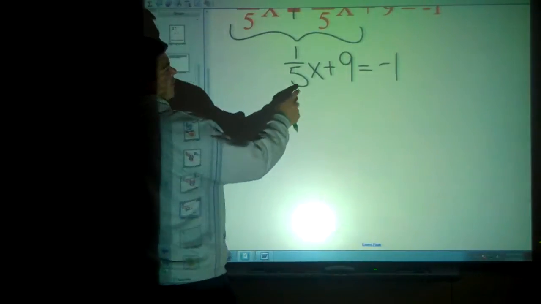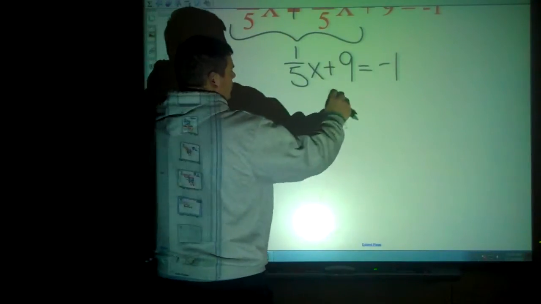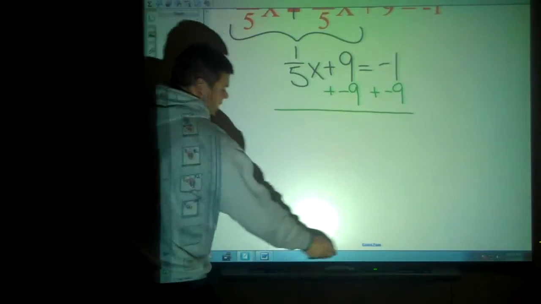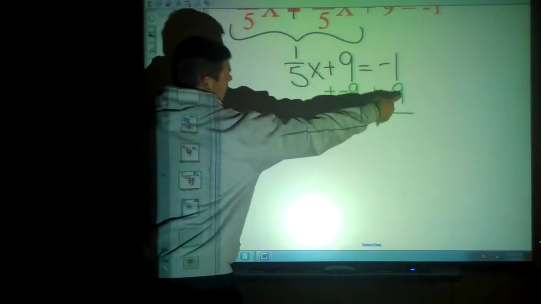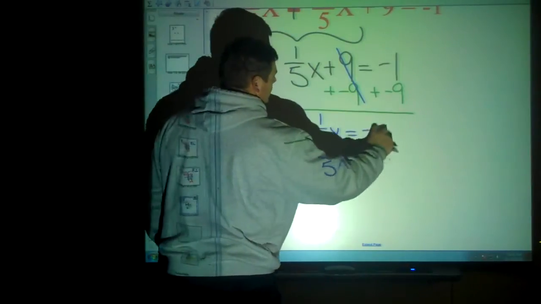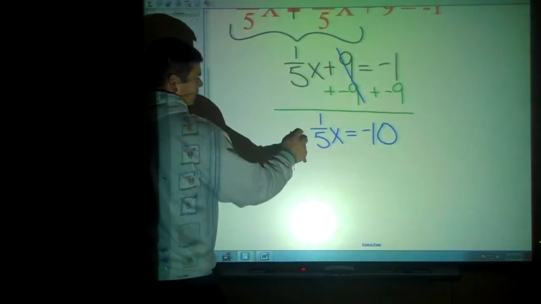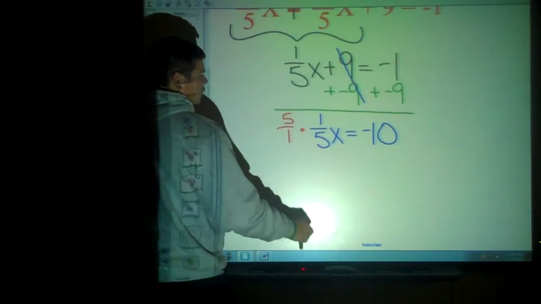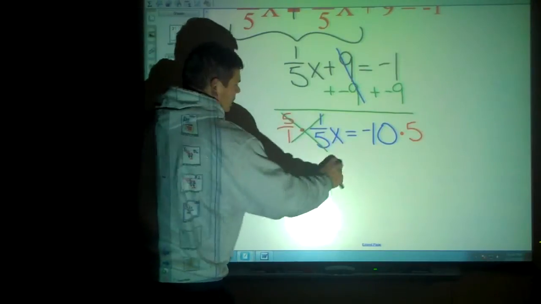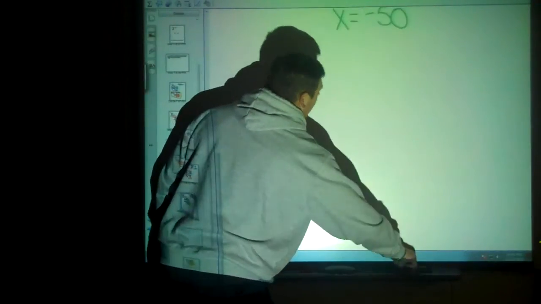So, our normal order of operations says multiplication and division, then addition and subtraction. We're reversing that, so we're going to get rid of the addition first. In other words, the stuff that doesn't have x's needs to get with the other stuff that doesn't have x's. Now you have 1/5 x is equal to negative 10, because negatives plus negatives make more negatives. We get rid of a fraction by multiplying by its reciprocal, and we are left with x equals negative 50. So that should be the answer.